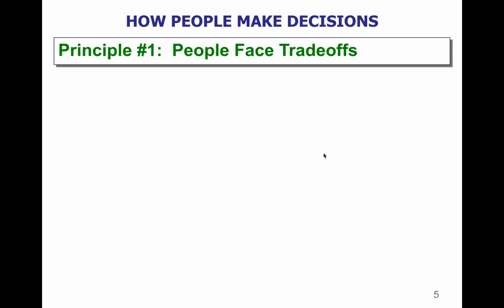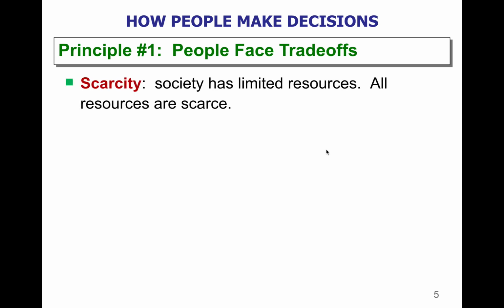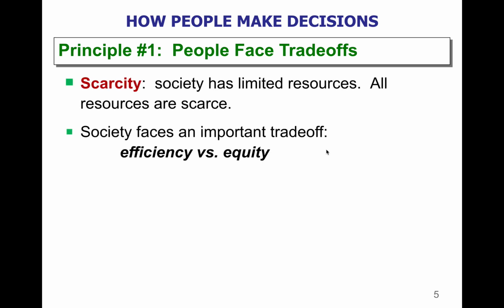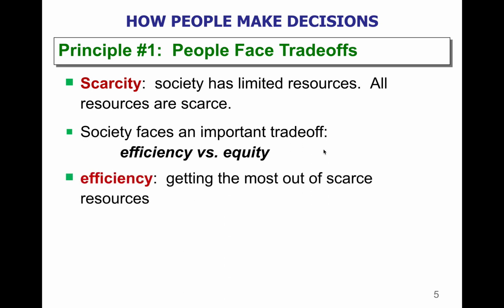So principle number 1 is that people face trade-offs, and that is because scarcity exists, which we already went over. But society also faces an important trade-off, particularly with countrywide and government decisions. Do you make a decision that's more efficient, or do you make a decision that's more equitable? An efficient decision means you're going to spend your money where you can get the most back from it. So you're going to put your money in a place where you can get the maximized utility out of your scarce resources or get the most return on your money.